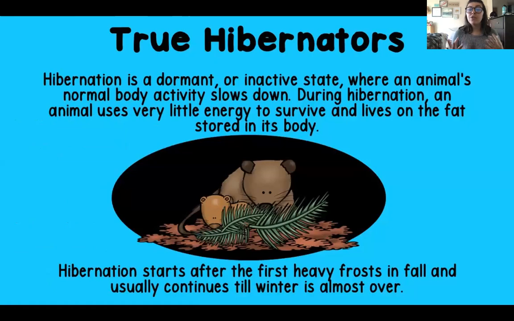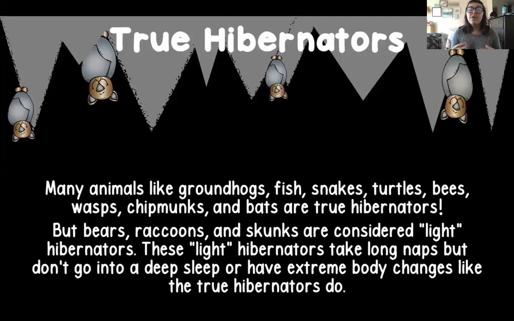So hibernation is when they're dormant or inactive, they're not moving around a lot, where an animal's normal body activity slows down. So their heartbeat slows down, their breathing slows down. And during hibernation, an animal uses very little energy to survive, and it lives on the fat stored in its body. And it usually starts in the fall and continues until winter's almost over. So we have animals that are true hibernators, like groundhogs and fish and bees and chipmunks and bats. But bears, raccoons, and skunks are light hibernators. So these light hibernators take long naps, but they don't go into a deep sleep or have extreme body changes like true hibernators.